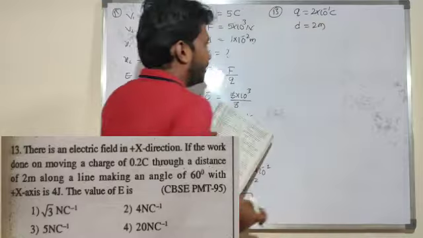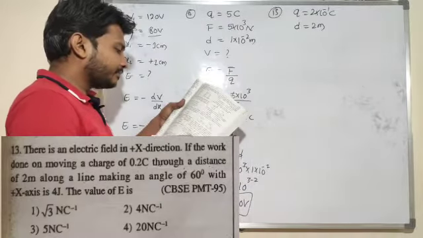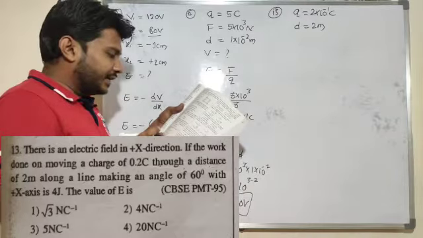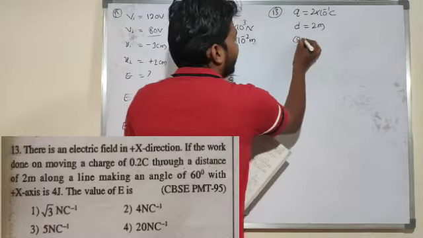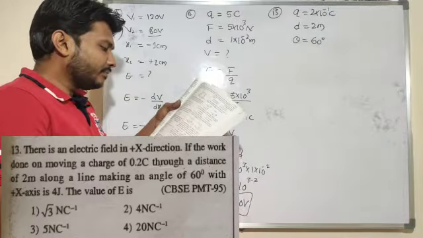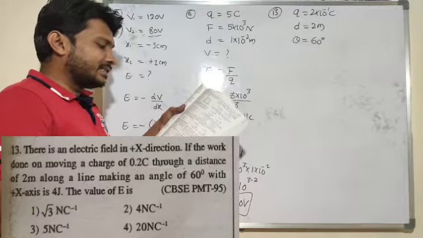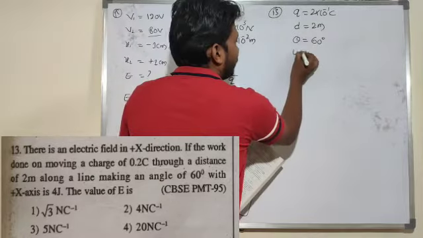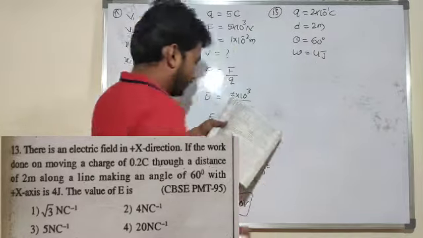Moving through a distance of 2 meter along the line making an angle of 60 degree. So what's the angle it will make here? Theta value is 60 degree with positive x-axis, and so that work done is 4 joule.